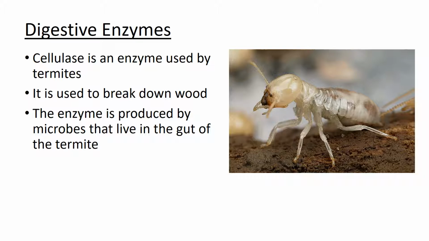This enzyme is actually produced by microbes that live in the gut of the termite. So there are tiny microbes that live inside this termite. And these microbes produce an enzyme called cellulase. And when the termite eats the wood, the enzymes produced by the microbes are used to break down that wood.